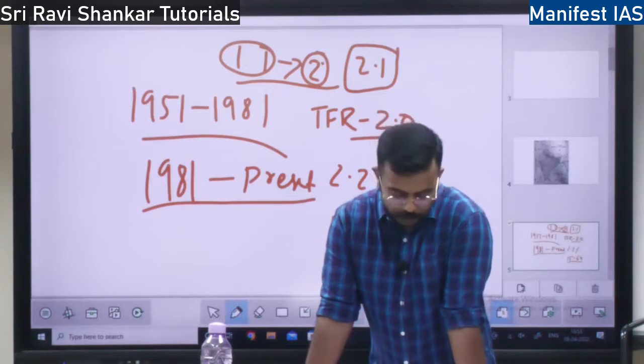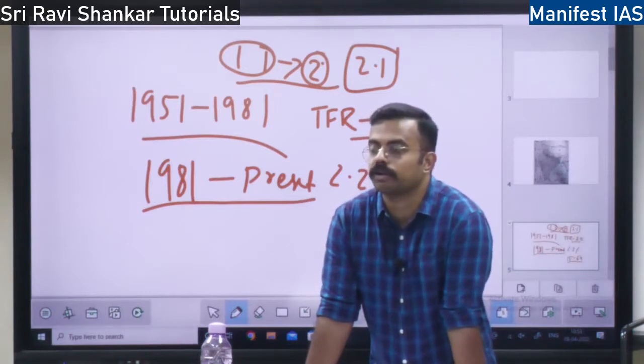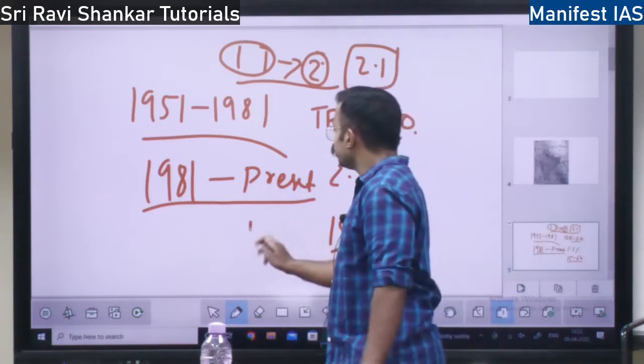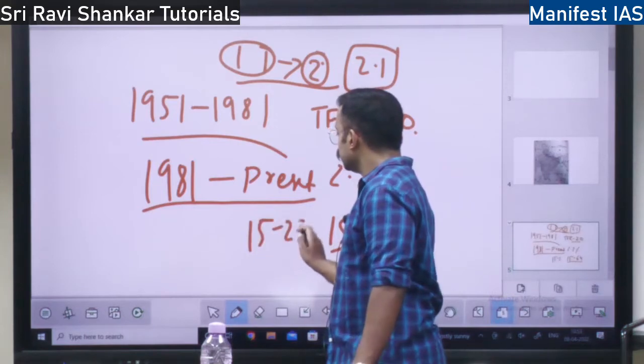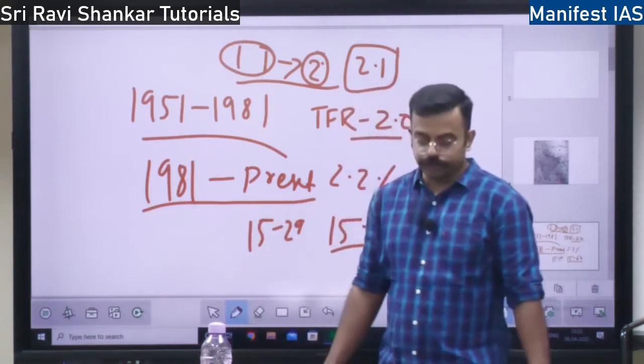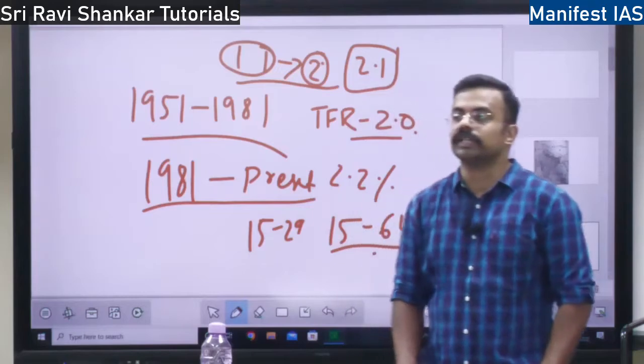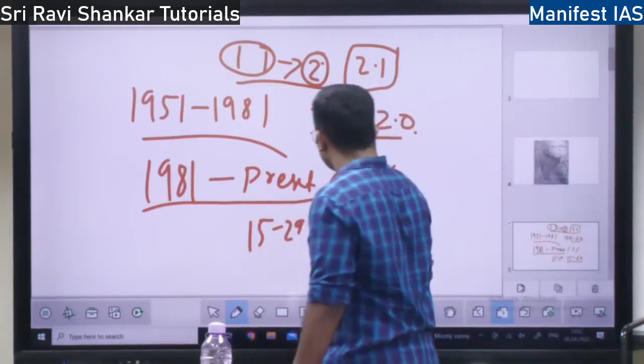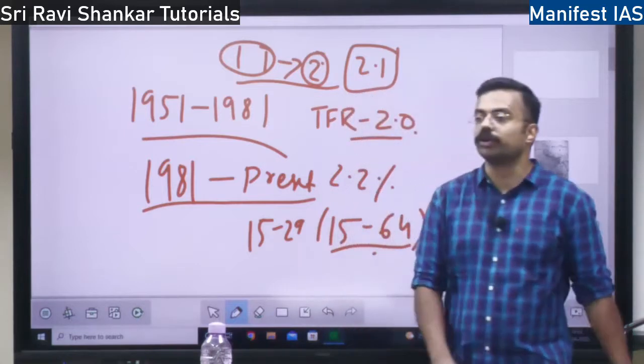So what is the age group according to the government who are qualified to be called youth? It is from the age 15 to 29. Youth is 15 to 29. Adolescent 10 to 19, youth 15 to 29. It might be asked in your exam which population qualifies to be called youth. Working population 15 to 64, right?